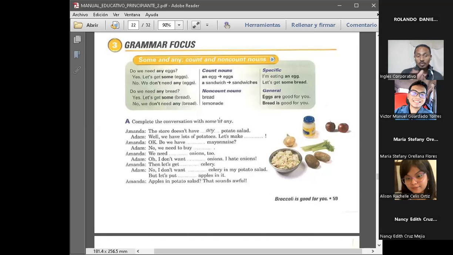We use any in questions, right? And there you have the first example. Do we need any eggs? Yes. Let's get some eggs. We use some in affirmative statements. Or, no, we don't need any eggs. So, we use any in questions, and we use any in negative statements or sentences. And we use some in affirmative statements or sentences. More examples. Do we need any bread? Yes. Let's get some bread. Or no, we don't need any bread.